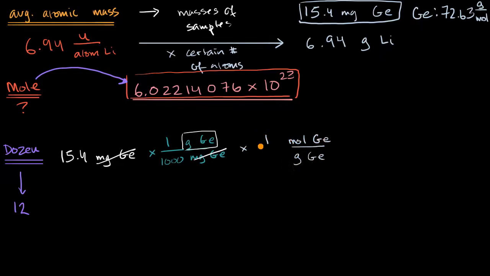So 1 mole of germanium is equal to how many grams of germanium? Well, we see it right over here. Germanium's molar mass is 72.63 grams per mole. So for every mole, we have 72.63 grams of germanium. And you can see that the units work out. These grams of germanium are going to cancel with the grams of germanium, just leaving us with moles of germanium.